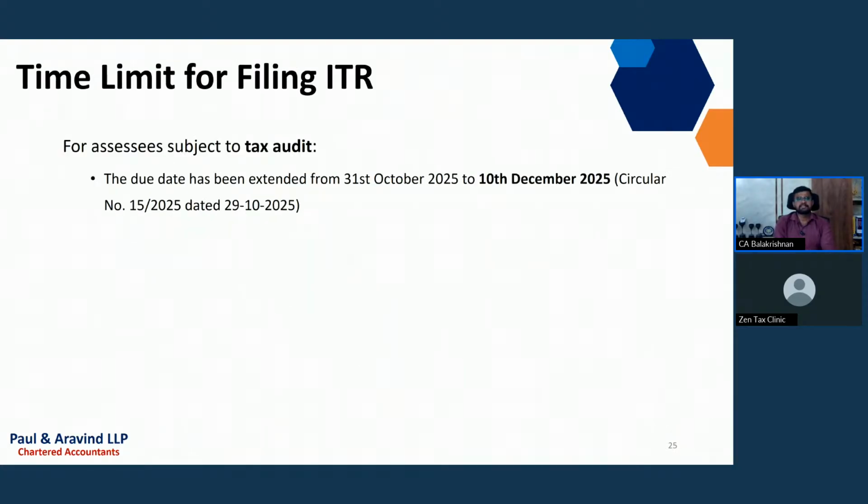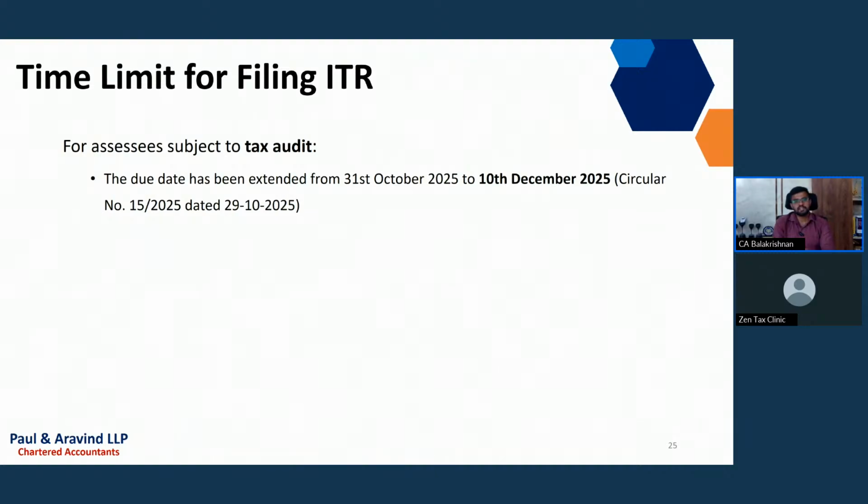And the time limit for filing ITR. Generally, the time limit for filing ITR for companies and for assessees who are subject to tax audit is 31st October. But as per circular number 15/2025 dated 29/10/2025, it has been extended to 10th December. This means assessees who are subject to tax audit need to file the income tax return on or before 10th December 2025. That is next month's due date.